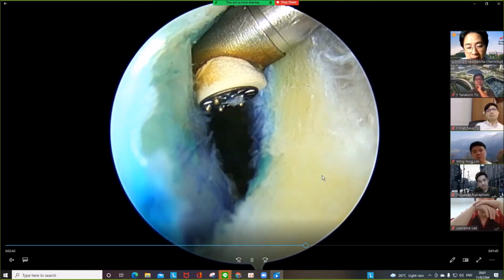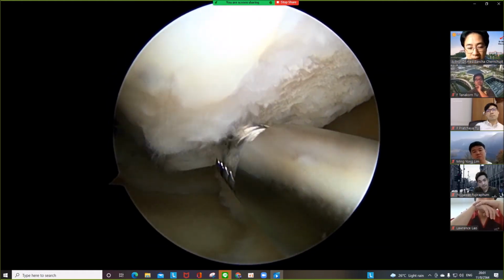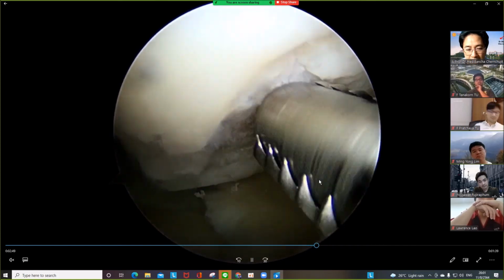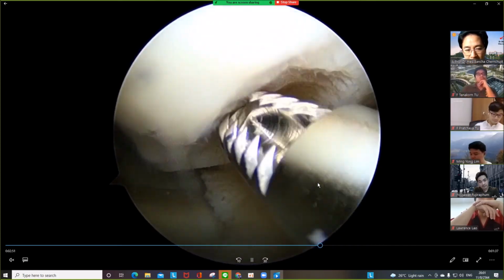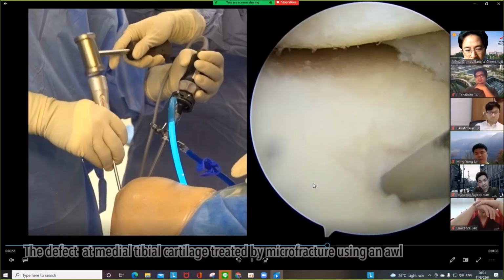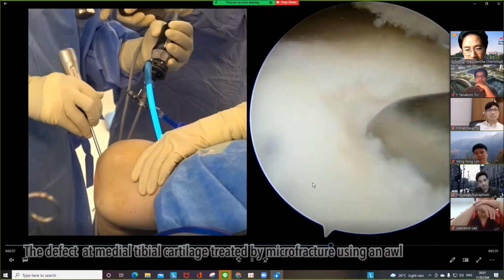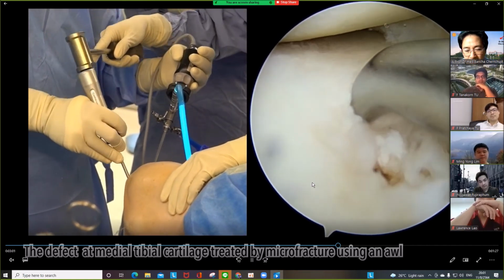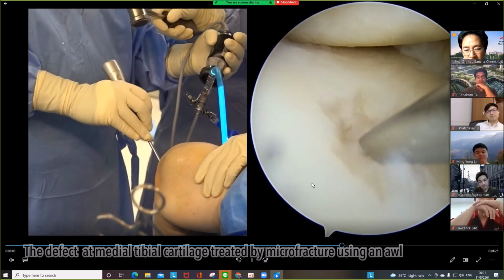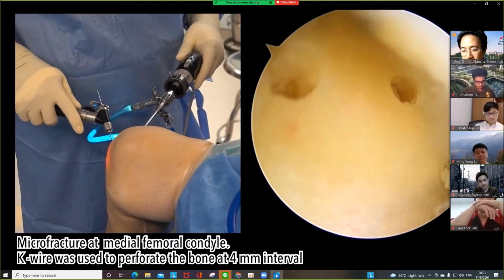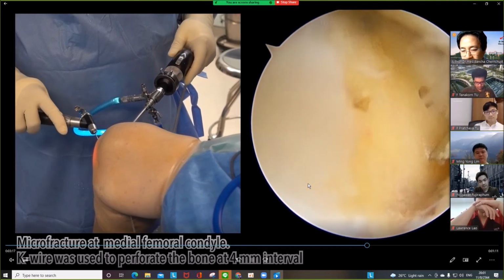So after that, then I clean the cartilage problem, the unstable cartilage, and also the meniscus of this patient. We do some chondroplasty at the tibia, also the femur, and then we do some viscosupplement injection for her.